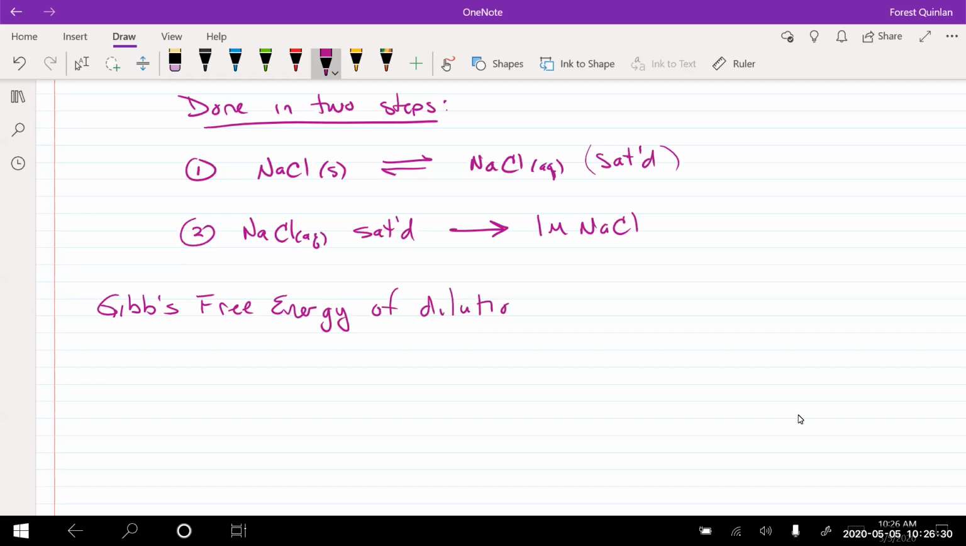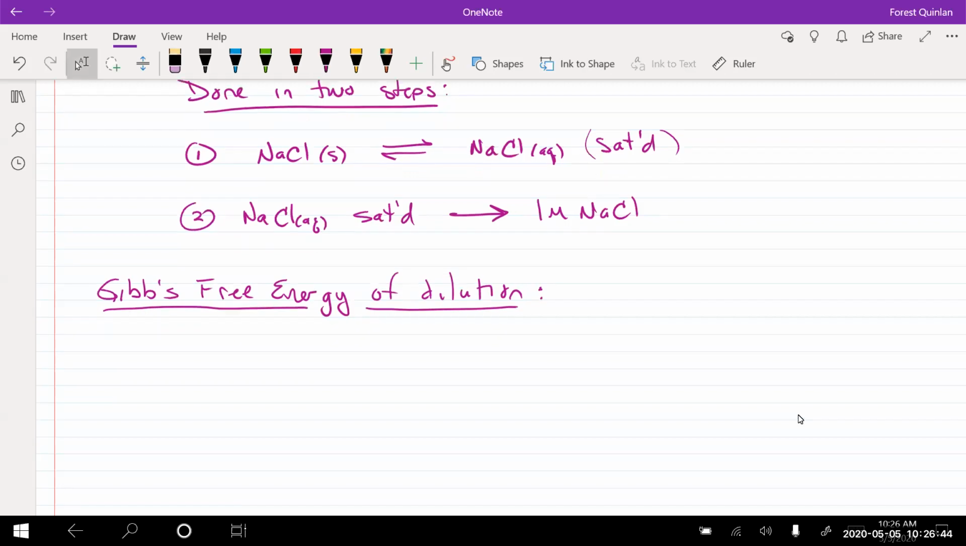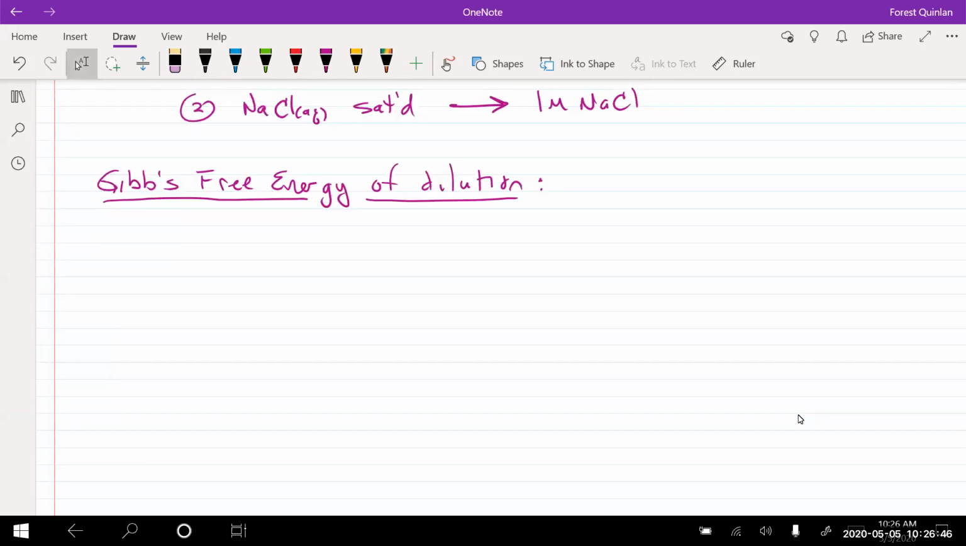And you know what? I might be able to set this demo up at the end of this and show you. It may take me a minute. So the Gibbs free energy of dilution. All right. Time for some derivation. Yay!